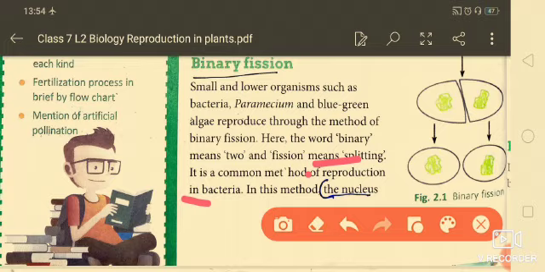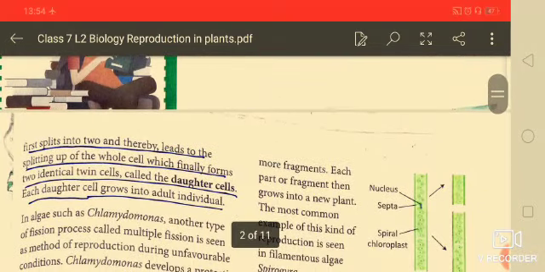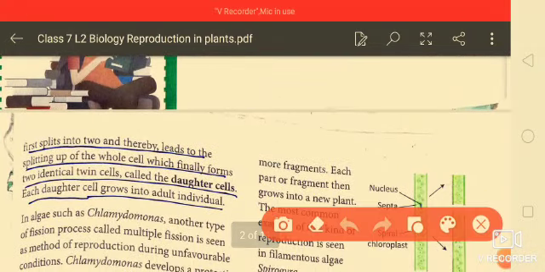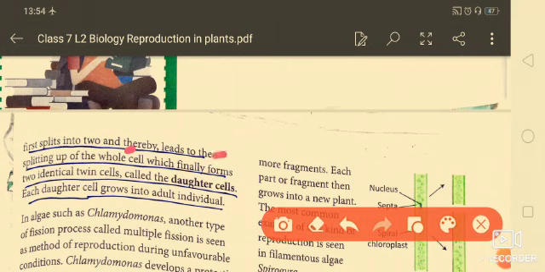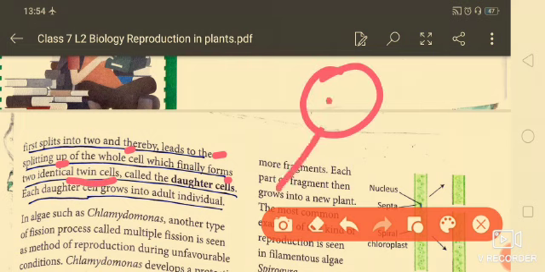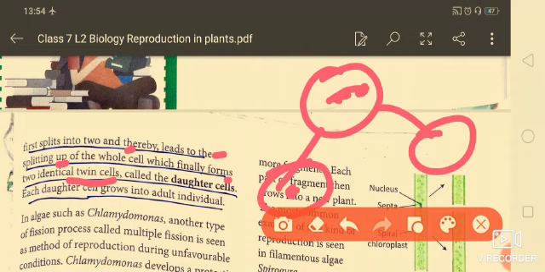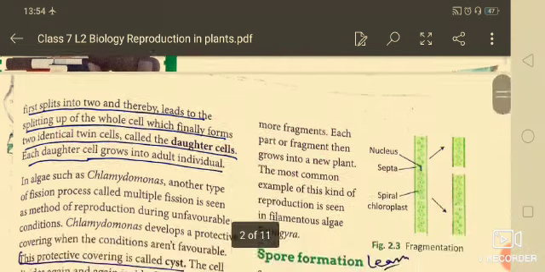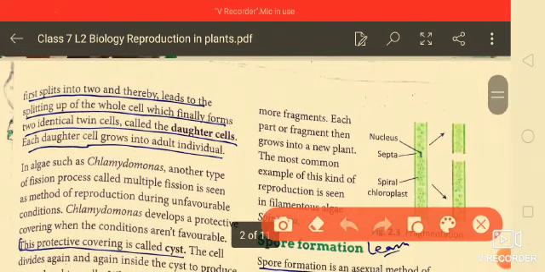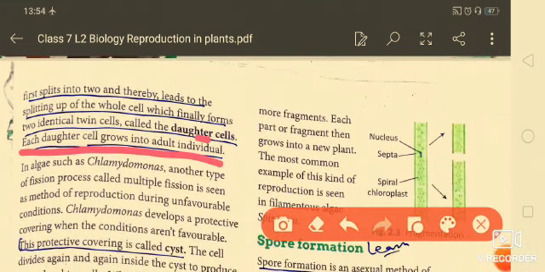In this method, the nucleus splits into two and thereby it leads to the splitting up of the whole cell, which finally forms two identical twin cells like that. This one is the mother cell, its nucleus will split and finally two daughter cells will be formed. So here these new cells are called the daughter cells and each daughter cell grows into an adult.